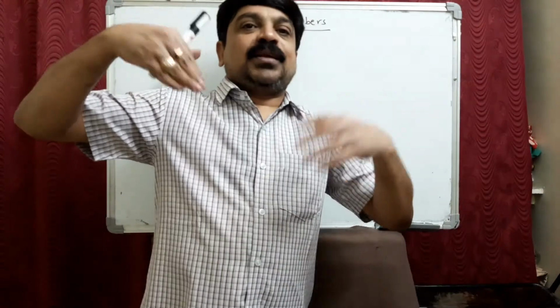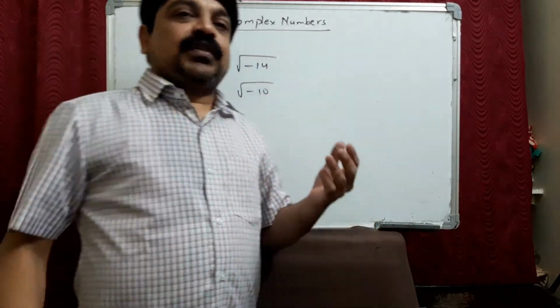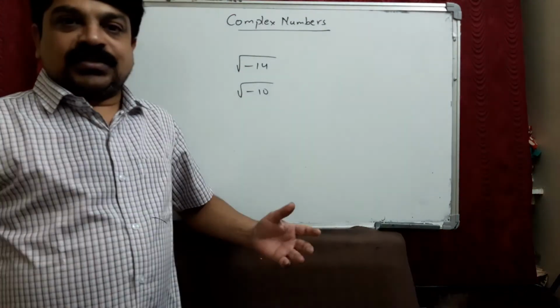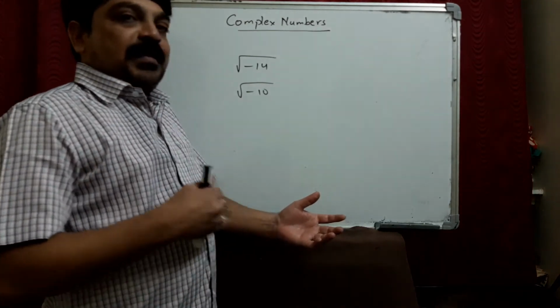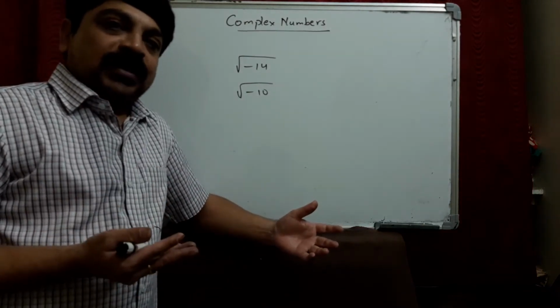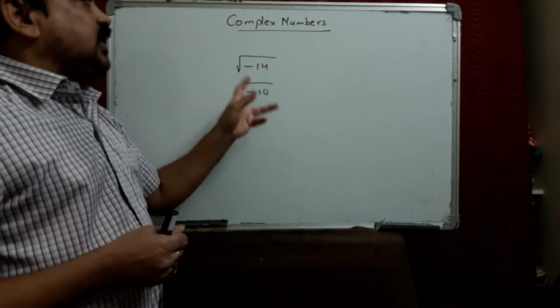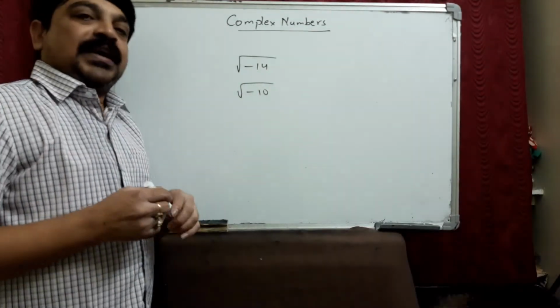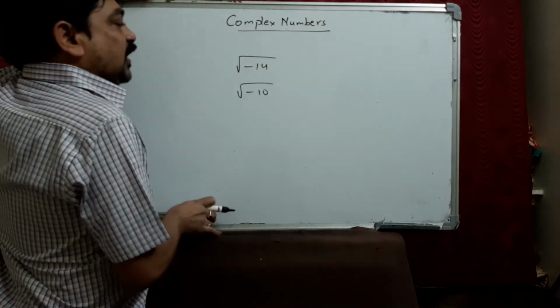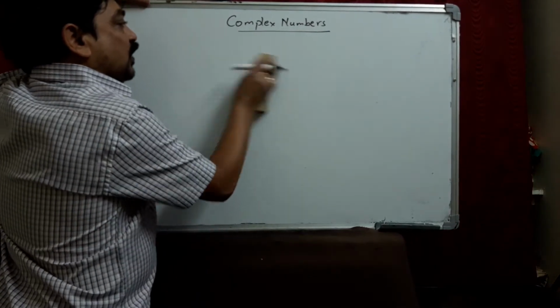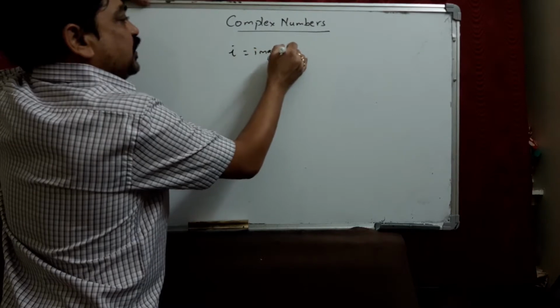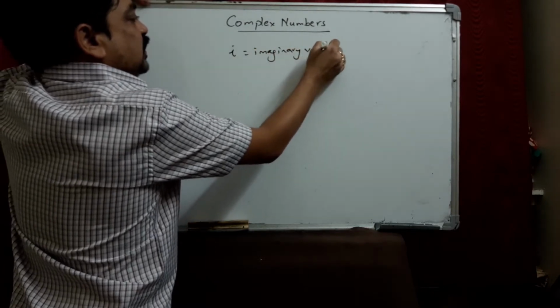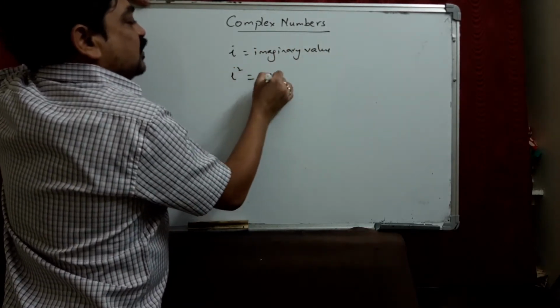Then we imagine a number. Is it right? Because in mathematics, we are supposed to give solutions for every problem. So some people imagined a number, and they found answers for such questions also by inventing a new value called the imaginary value. That new value is i. i is an imaginary value such that you can take i square as minus 1.